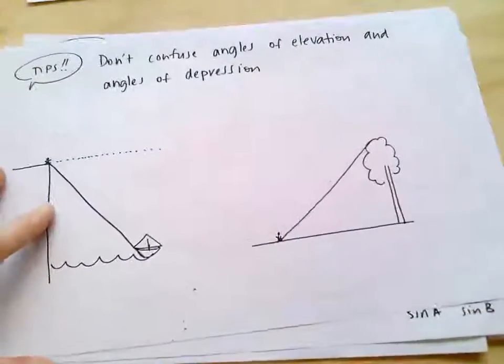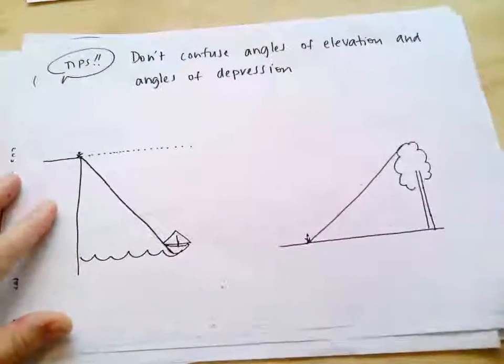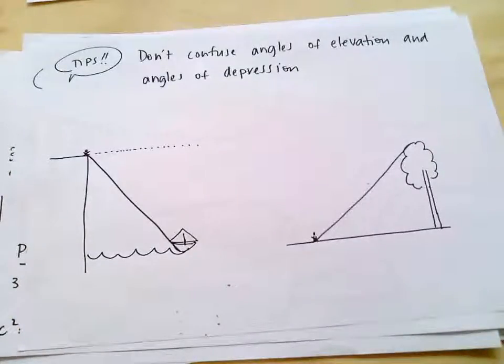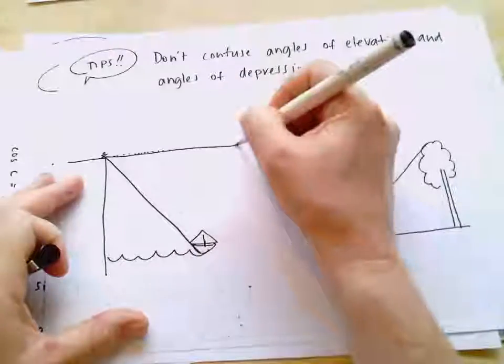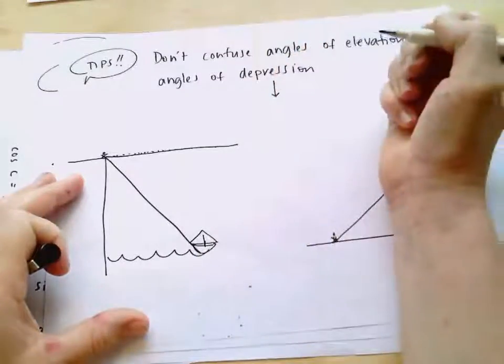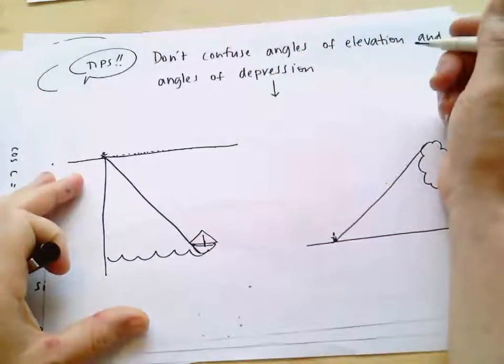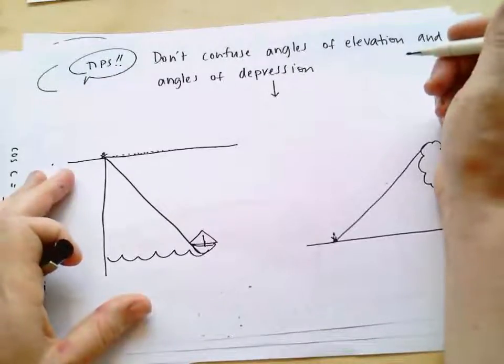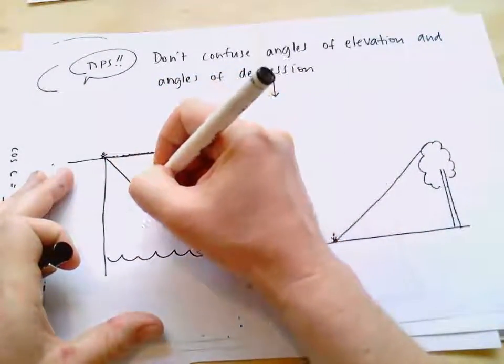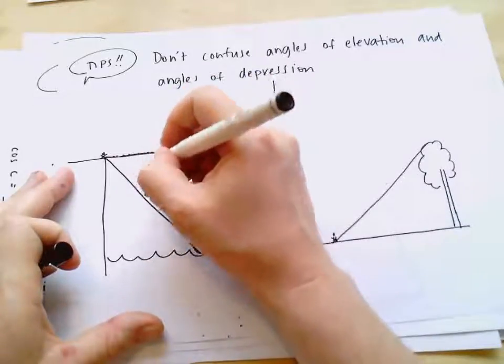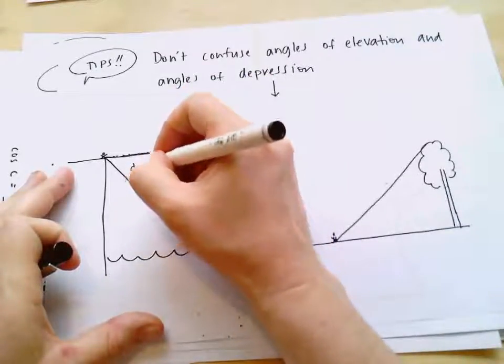Okay, second tip. Don't confuse angles of elevation and angles of depression. Angles of elevation and depression always go from the horizontal. Depression means to go down. If you depress a button, you push it down. If you're in the pits of depression, you're feeling sad or down. So it's from the horizontal down to whatever you're looking at. So this is my angle of depression.